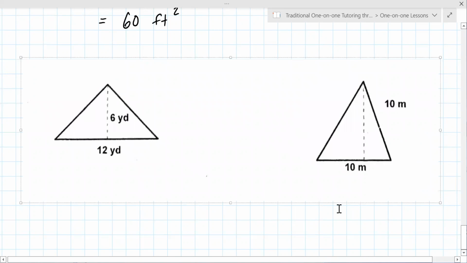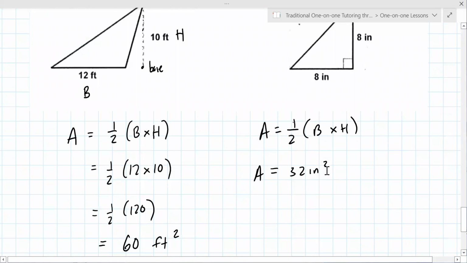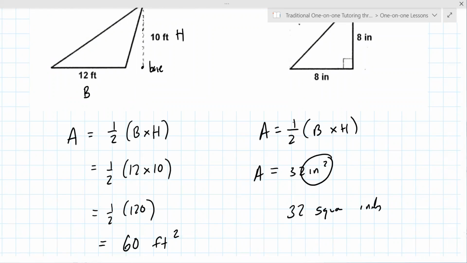Also, for the one that we just did, what is that little square for? That indicates square inches. Oh, okay. So I can write this instead of writing 32 square inches. So that little square just indicates that. Yes. Oh, okay.